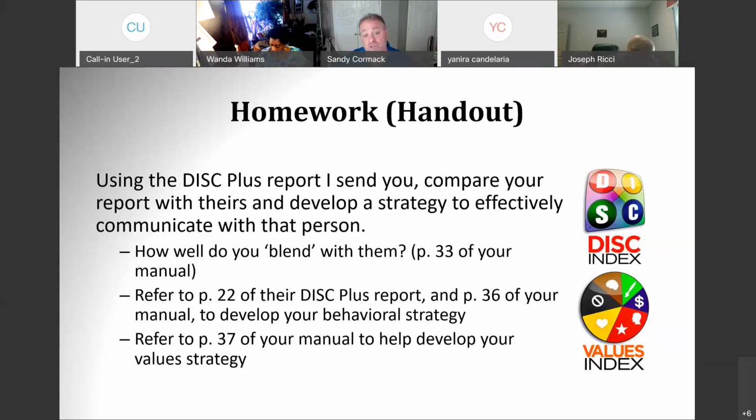And then I want you to go to page 37 of your manual to help develop your value strategy. So how can I now, when I'm trying to persuade them? All right. And I'm going to email this to you shortly. What I want you to do is develop this strategy and put it in a Word document or something and email it to me, so that I can see your results. And I will have access to your DISC Plus so I can look at that. But this will definitely reveal, I hope, your ability to utilize the concept of blending and of developing an individual communication strategy. So, are there any questions about this?